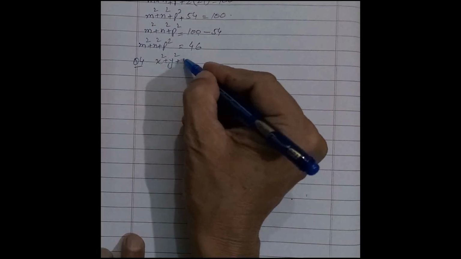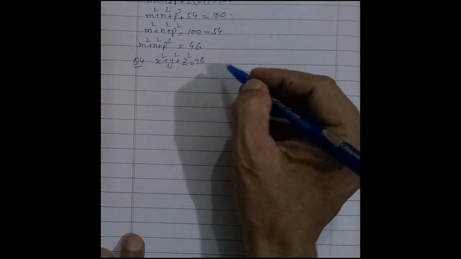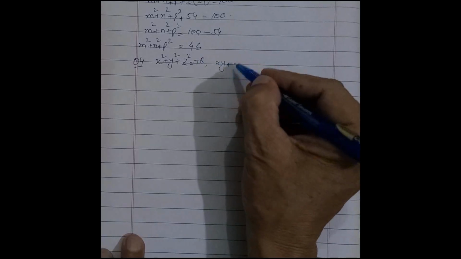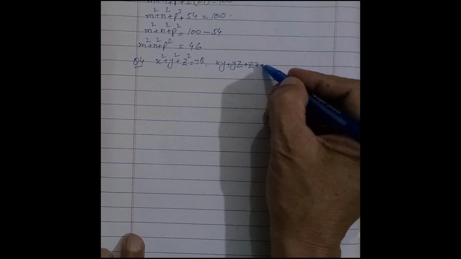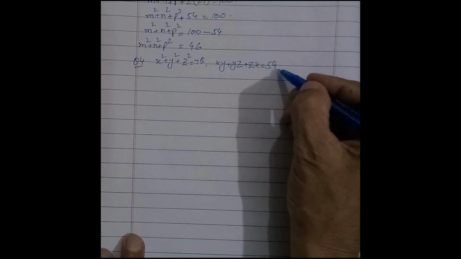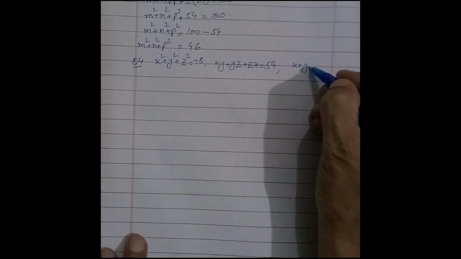x square plus y square plus z square is equal to 78, and xy plus yz plus zx is equal to 59, and we find the value of x plus y plus z.